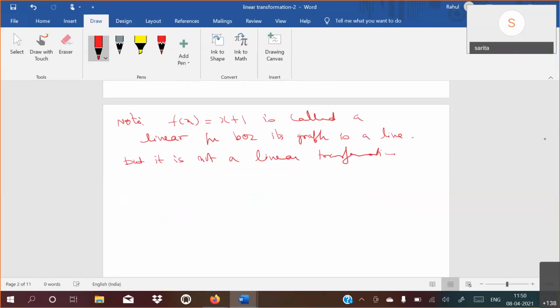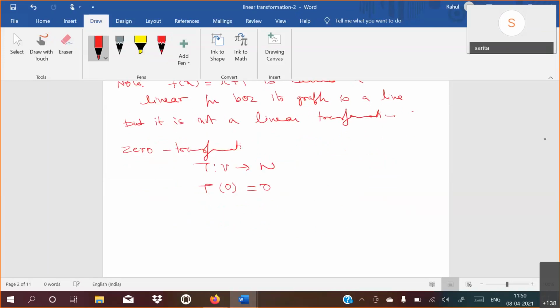Okay, now there are other transformations like the zero transformation. What is the zero transformation? You have T from V to W such that T(0) is 0. Identity transformation: T from V to V such that T(v) is equal to v for all v belonging to V.